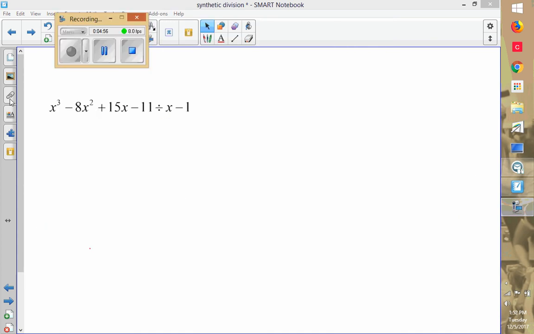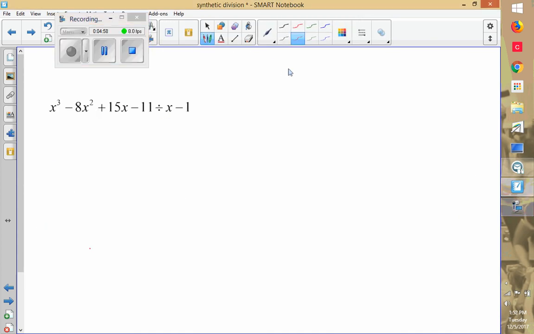Okay, let's try another one. So if we're dividing by x minus 1, that means our root would be at the opposite. So our root would be at 1. So our coefficients would be 1, negative 8, 15, and negative 11.